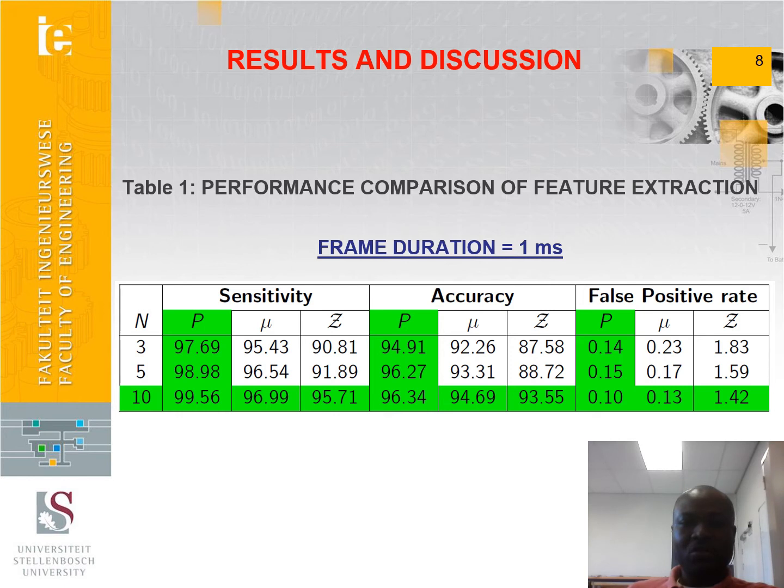The result shows that power is the most sensitive, as you can see, it has been highlighted in green. It's the most accurate and has the least false positive rate compared to mean and zero crossing rate. Using 10 states, that is N equals 10 in the HMM, we could see that our results yielded the best performance using 10 states.